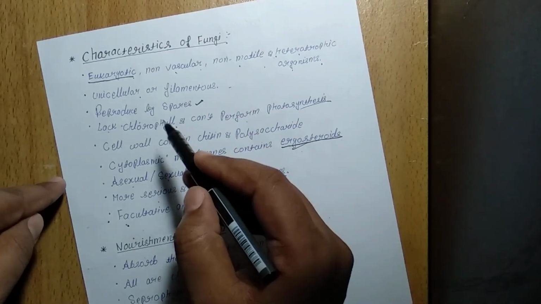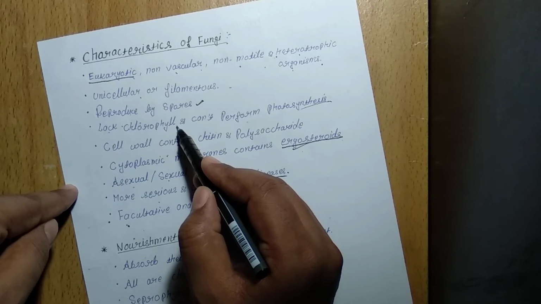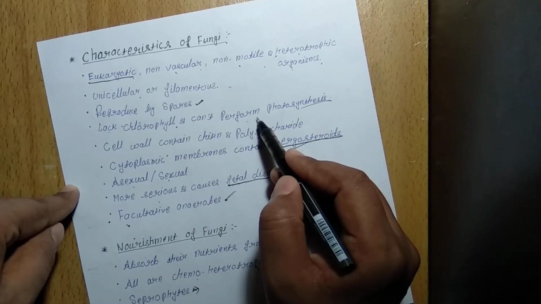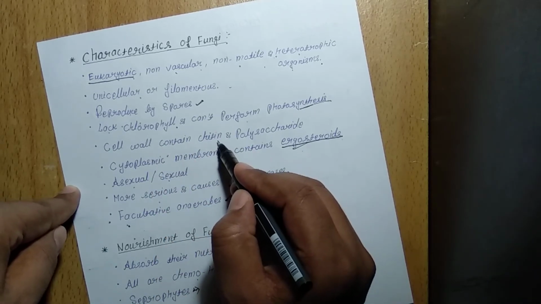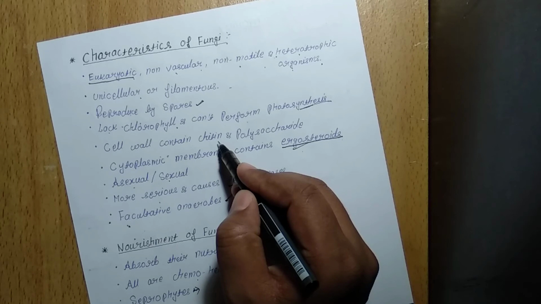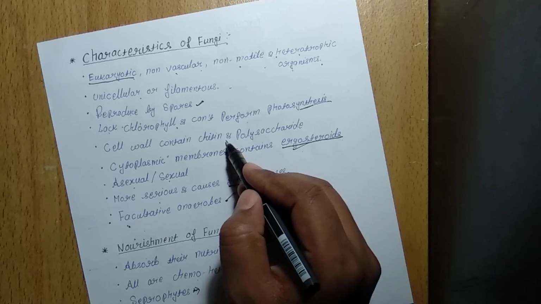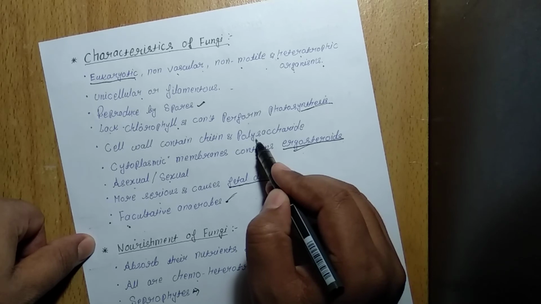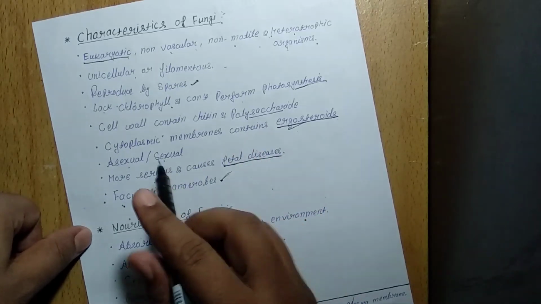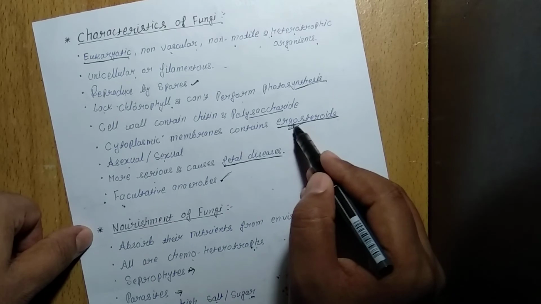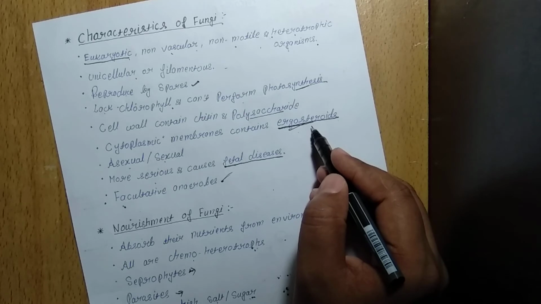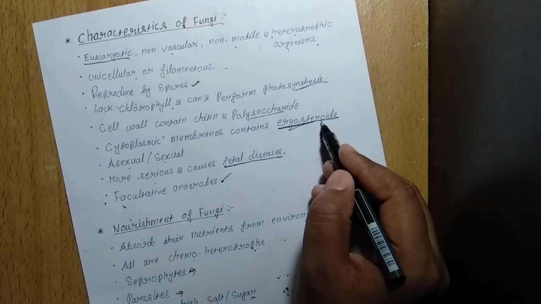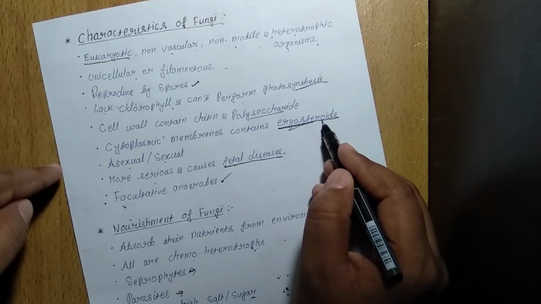In fungi, chlorophyll is absent, so they cannot perform photosynthesis. The cell wall contains chitin, which is a fibrous structure that consists of polysaccharides. Here, the cytoplasmic membranes contain ergosterol. What is ergosterol? Ergosterol is the steroid precursor of vitamin D, and it functions like cholesterol.